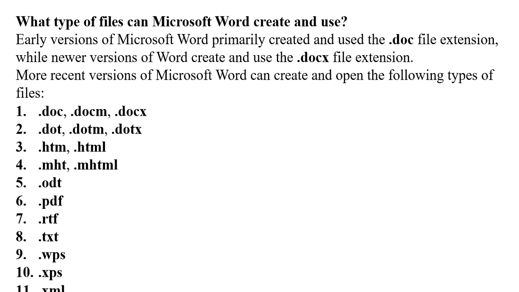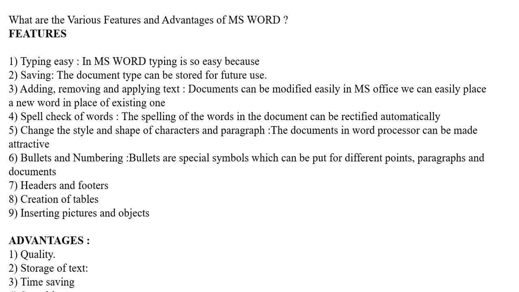Okay, so these are the kinds of files that MS Word can read, and we can use these files inside your MS Word also. Now when it comes to the features and advantages of MS Word, this is very easy. In MS Word, typing becomes really easy. You can save your document, you can do all the editing, removing, applying text. There's also a spelling check feature. You can change the styles, and I'll show you in MS Word. There are also bullets and numbering, which I'm going to show you. There are headers and footers, and you can create tables and insert shapes and pictures also.